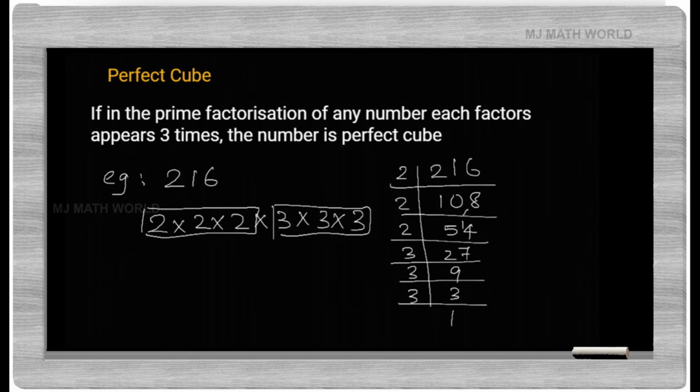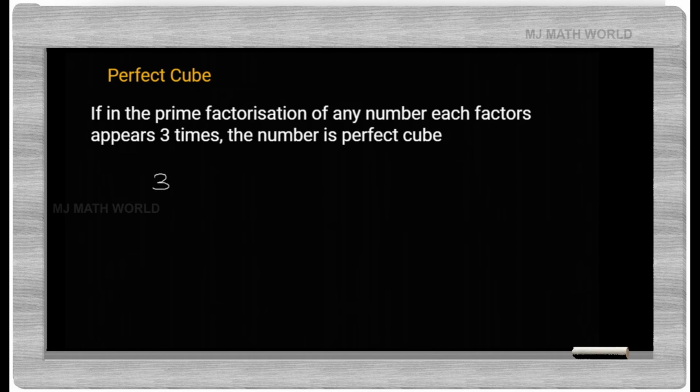2 into 2 into 2 is 2 raised to 3, and 3 into 3 into 3 is 3 raised to 3. I will apply one formula: a raised to m into b raised to m is equal to a into b all raised to m. This formula is applied here: 2 into 3 all raised to 3. The power is 3, and 2 into 3 is 6, so 6 raised to 3. 216 is a perfect cube.